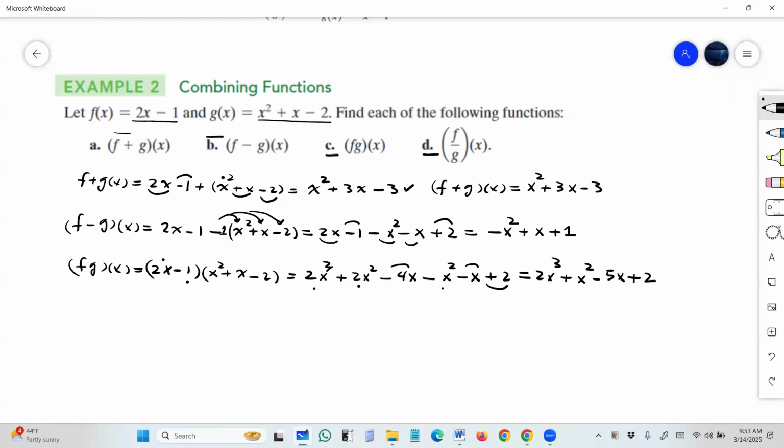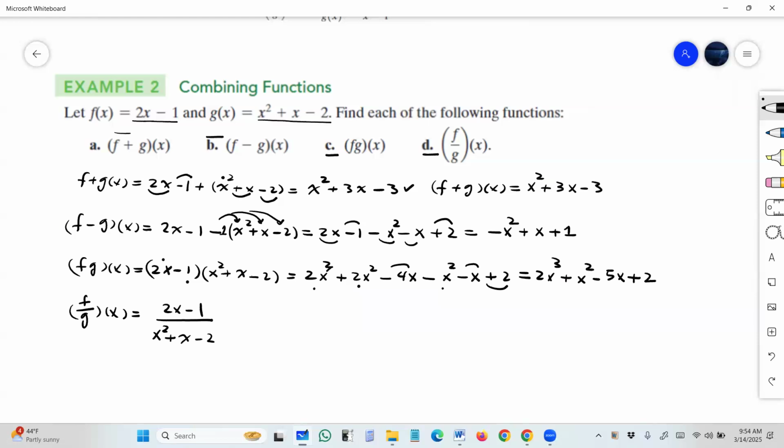Now, let's do the division. Sometimes, most of the time, the division is the easiest one. f over g. f first, numerator, over x squared plus x minus 2. And there's really nothing that we can do here to divide, so this is in the final form.